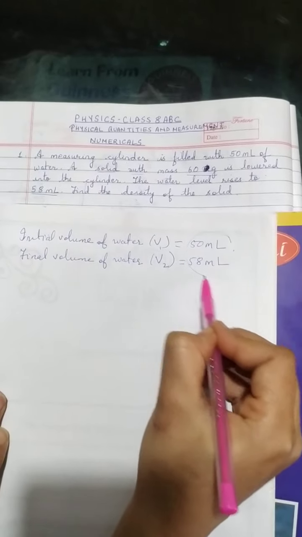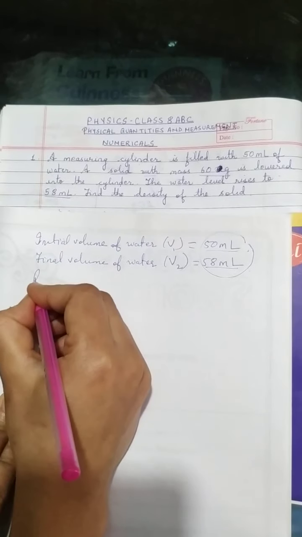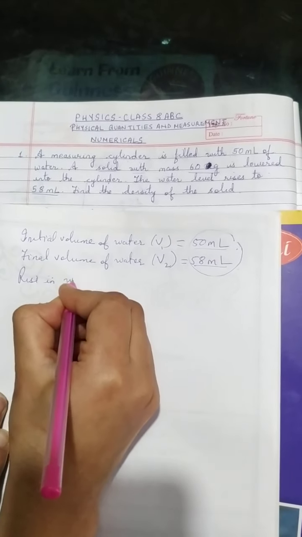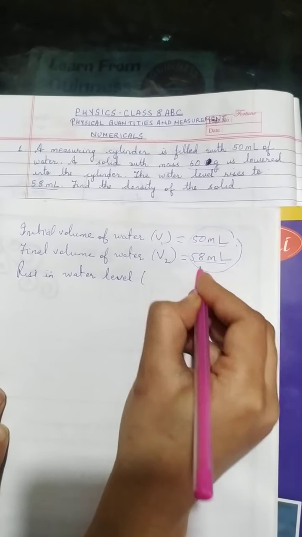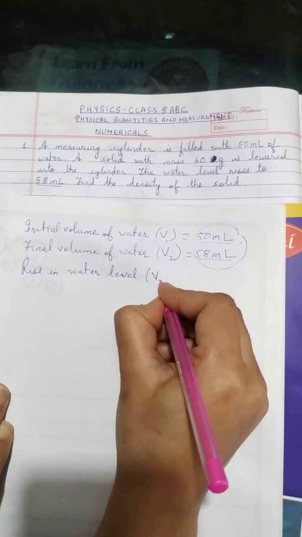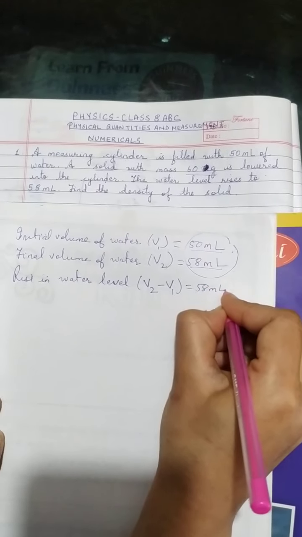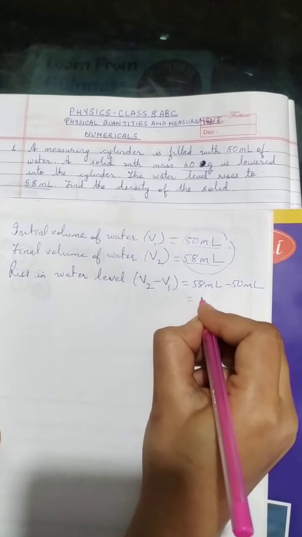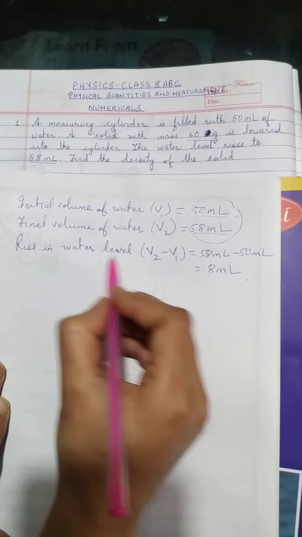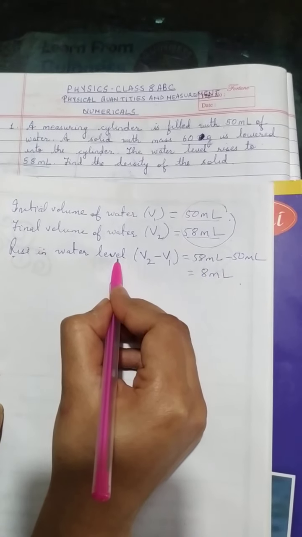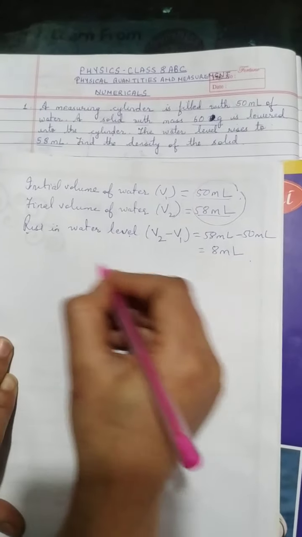Now you can see these two values. The second value is obviously higher than the first value, so this will give you the rise in water level. You just need to subtract these two values, that is the greater value minus the smaller value, which will be equal to 58 milliliter minus 50 milliliter. You can do the calculation. It is equal to 8 milliliter. Now as I told you earlier, the beautiful thing here is that whatever is the rise in water level will be exactly equal to the volume of the solid that you are putting inside the liquid, inside water here.